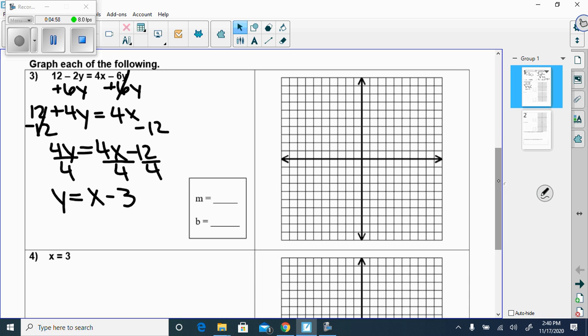Okay, so what's my m? My b? Negative 3. Okay, so at 0, negative 3. All right, so this tells me that my graph is going to start at negative 3. Okay, and I'm just going to be going up one, over one. And it's positive, so I know it has to slant this direction, right? Okay.